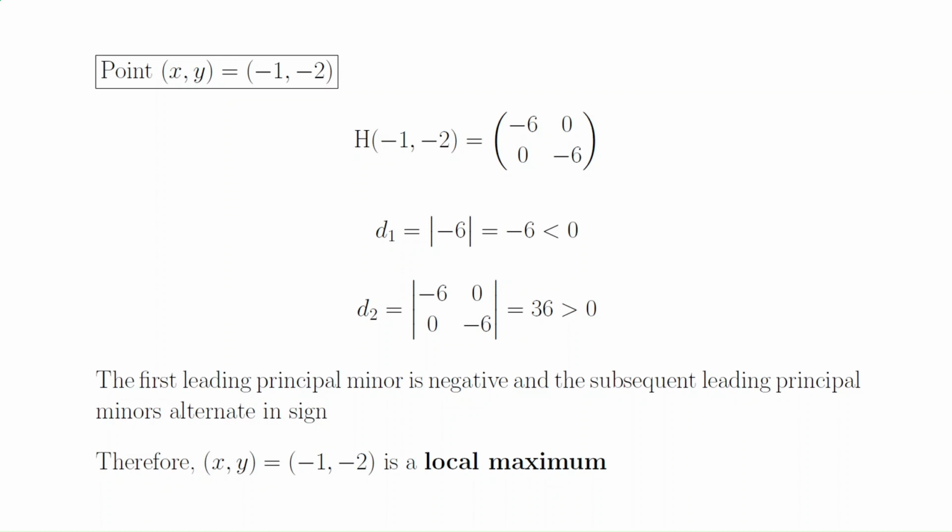Now recall the rules about the signs of the leading principal minors that we saw earlier. For the Hessian matrix associated with this critical point, we found that the first leading principal minor is negative and the second leading principal minor is positive. Since the first one is negative and there is an alternation of signs, we conclude that the point -1, -2 is a local maximum. In general, if the function had more variables, we would be looking for a pattern of the form negative, positive, negative, positive, negative, positive, and so on.